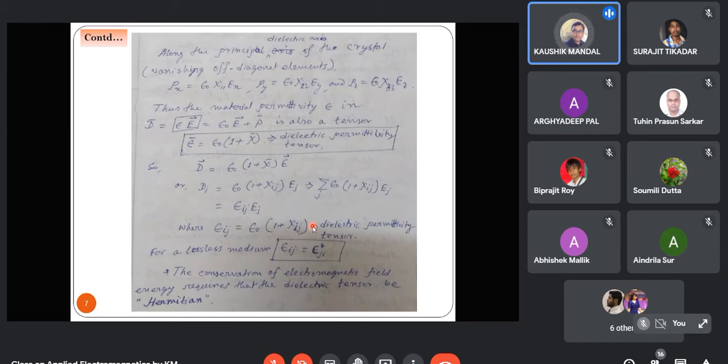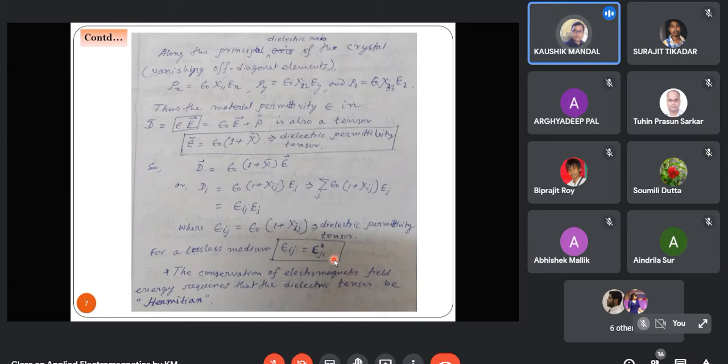Now in case of a lossless medium, these dielectric tensors are Hermitian in nature. Hermitian means their complex conjugate will be equal. If the dielectric tensor is represented in terms of complex numbers, then it will be epsilon ij equal to epsilon ji star. If it is not represented by complex numbers, then it will be only epsilon ij equal to epsilon ji. That means for anisotropic materials, this dielectric permittivity tensor is Hermitian in nature.